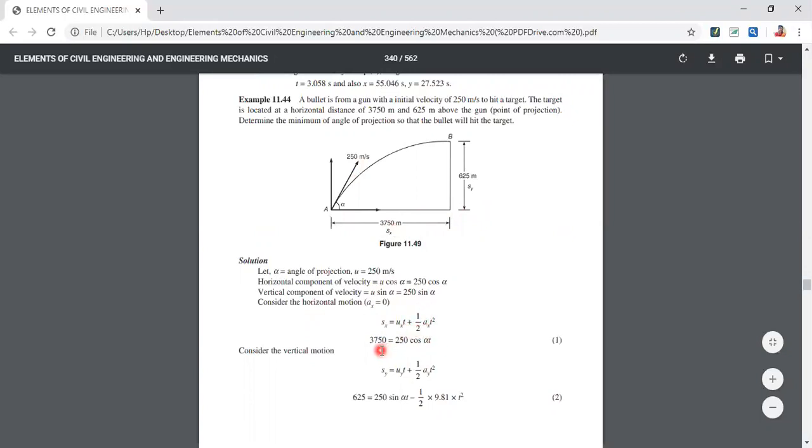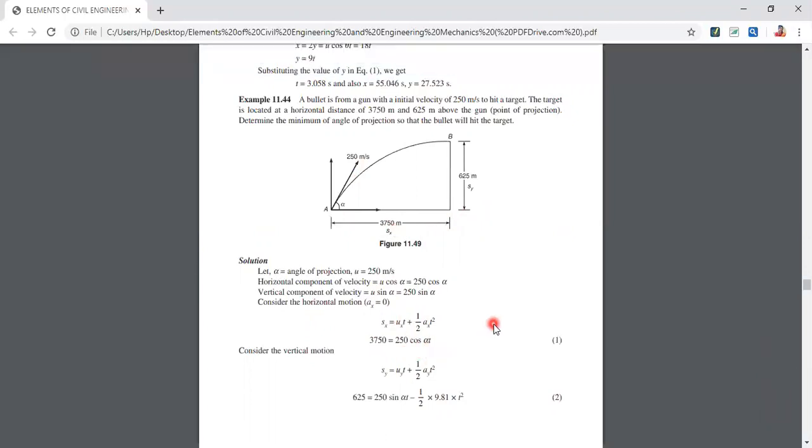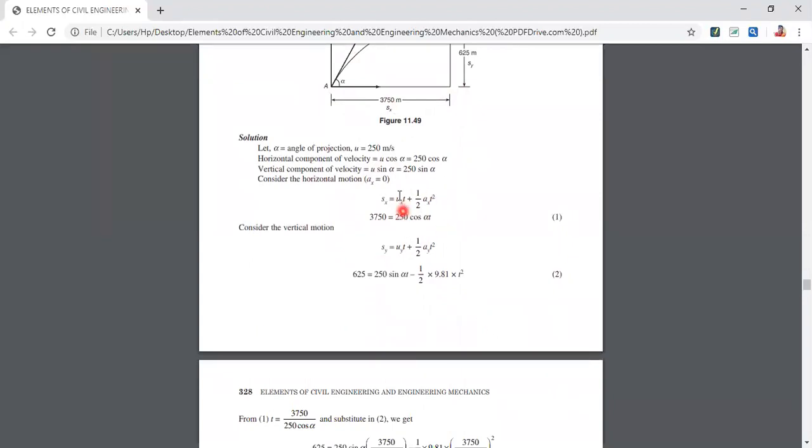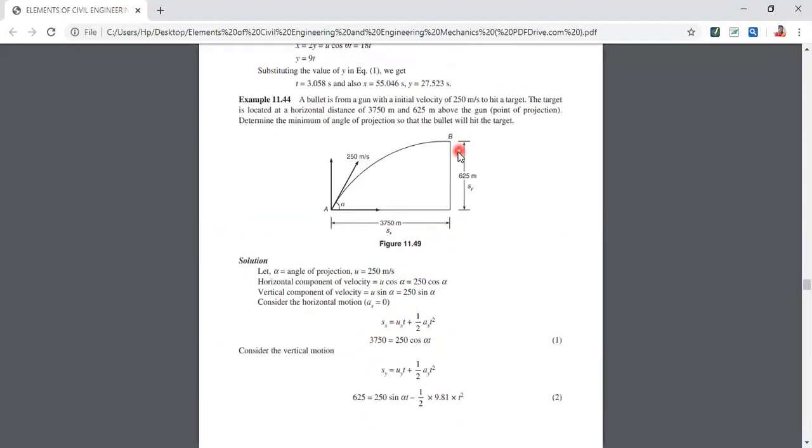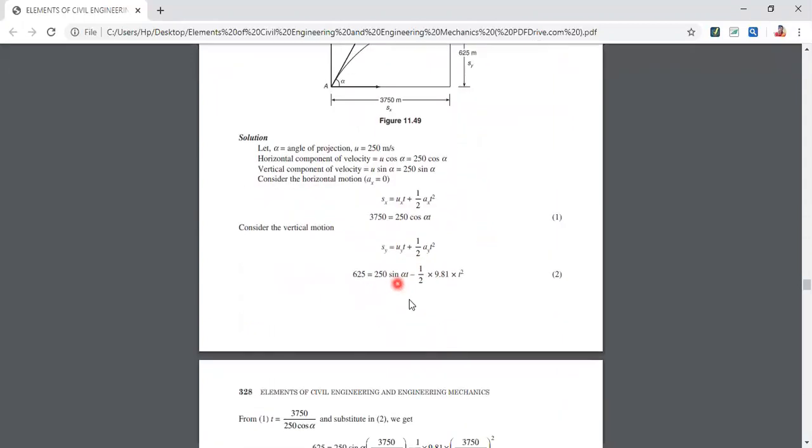So that is why 3750 equals 250 cos alpha into t. This term is 0. Then, considering the vertical motion, g comes into the picture here. So Sy equals uy t plus half g t square. I know the value of Sy. This Sx was this, and Sy is this. So Sy equals uy t, which I know, plus half g t square.